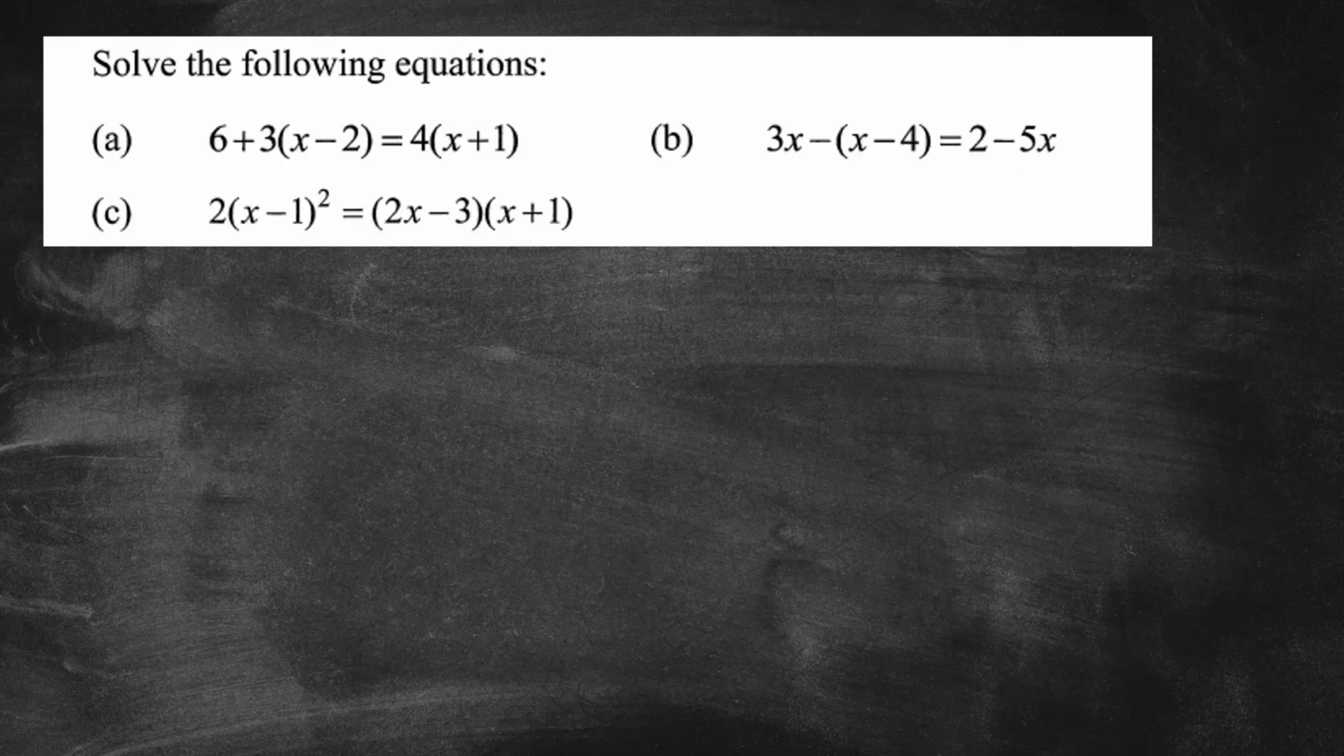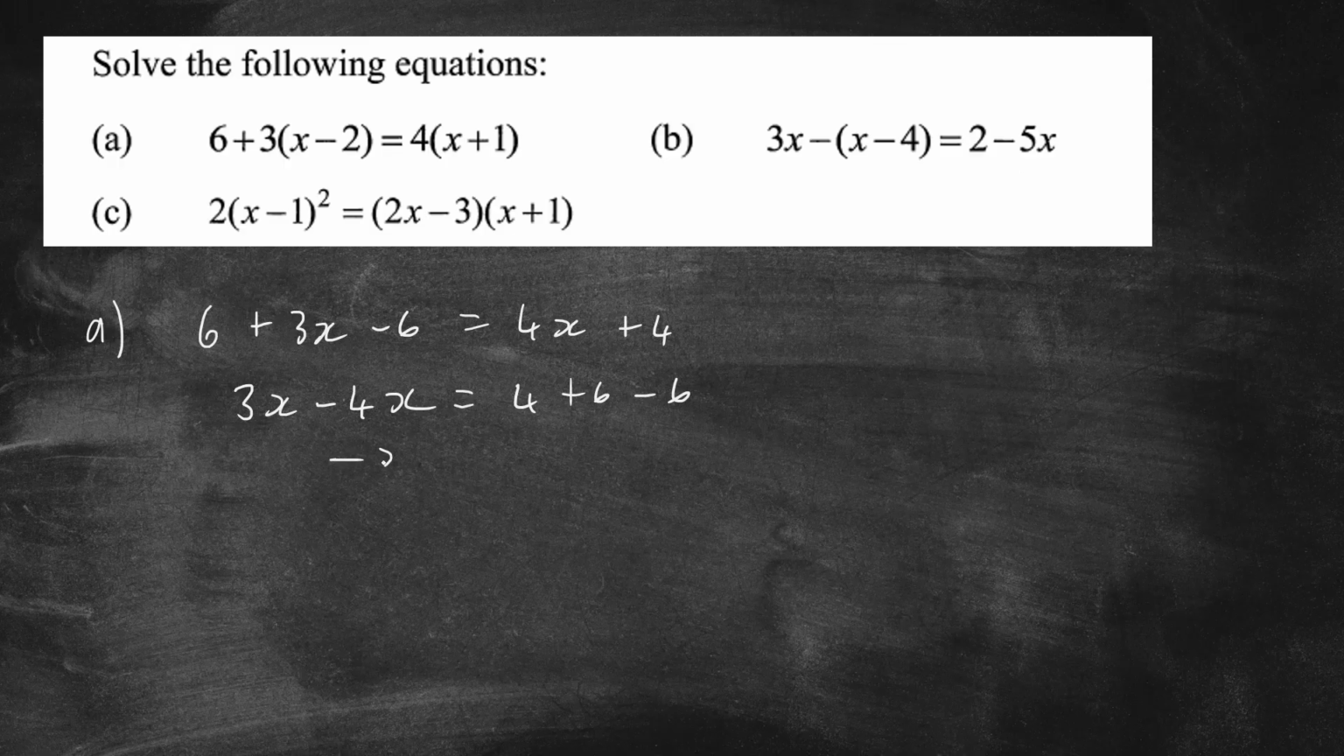Okay, now when we have brackets, we obviously first need to multiply out the brackets. So for a, we have 6 plus 3x minus 6 equals 4x plus 4. And then we follow the same procedure, taking all the variables to the left-hand side. So we've got 3x minus 4x equals 4 plus 6 minus 6. So this is going to be negative x equals 4, so x is equal to negative 4.